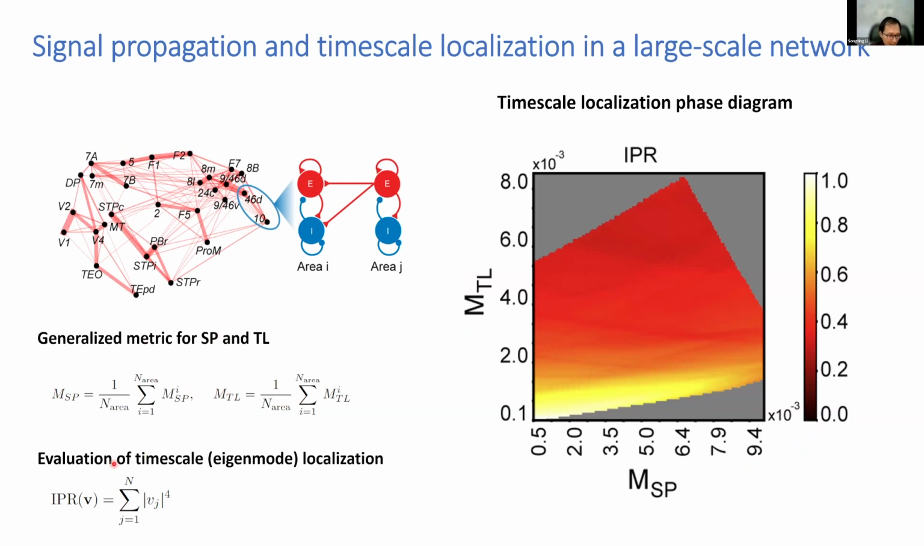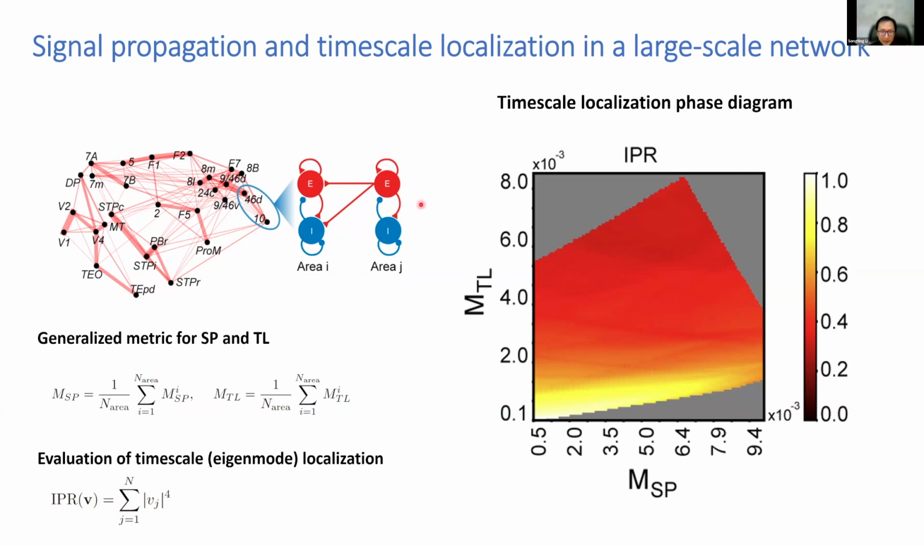We also use a measure called IPR, the inverse participation ratio, to quantify the degree of timescale localization in this network. This measure was initially used in quantum physics, but the idea is very simple. We just calculate the fourth power of the elements in each eigenvector. It quantifies how localized each eigenvector is, and then we just average over all eigenvectors. And then we can draw a phase diagram.